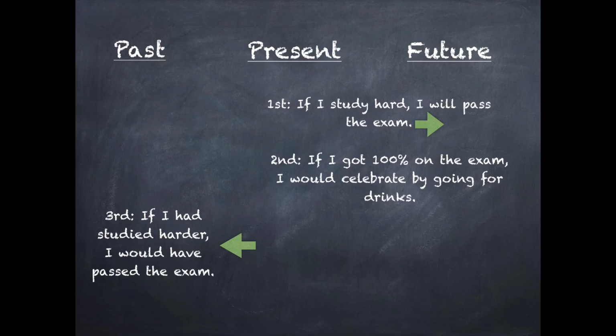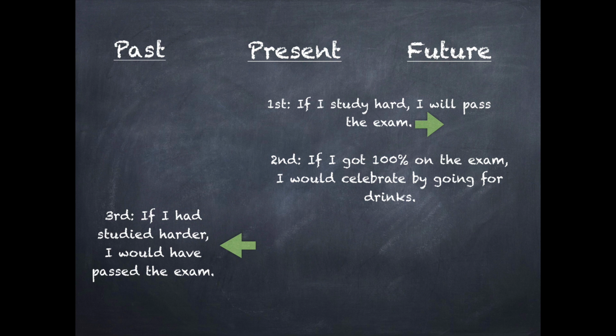So let's start with the first conditional. If I study hard, I'll pass the exam. So like I said in my previous video, this is something that is very likely as long as the condition is met. It's not guaranteed 100%, but it's very possible that if I study hard, I will pass the exam. Notice how we are referencing more towards the future. This action hasn't happened yet, but it could happen in the future.